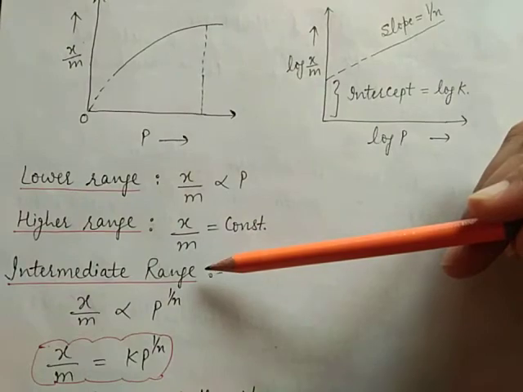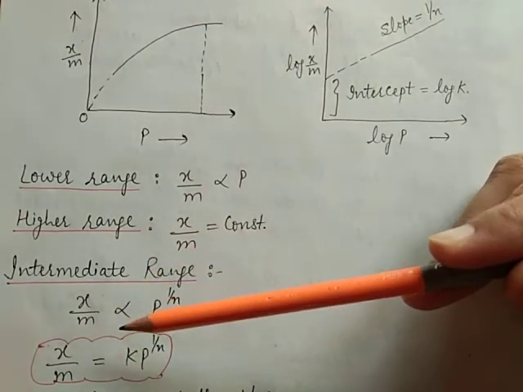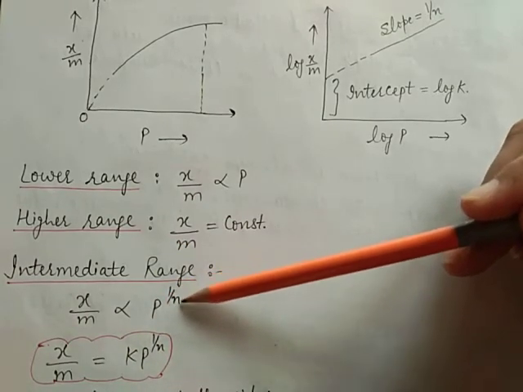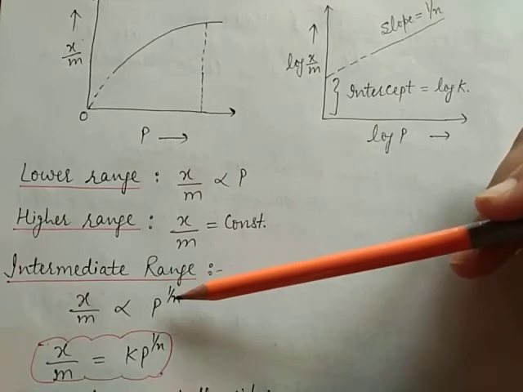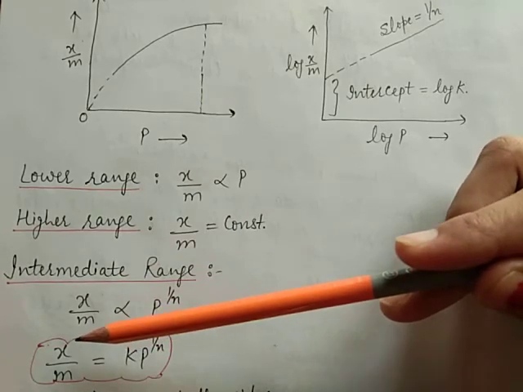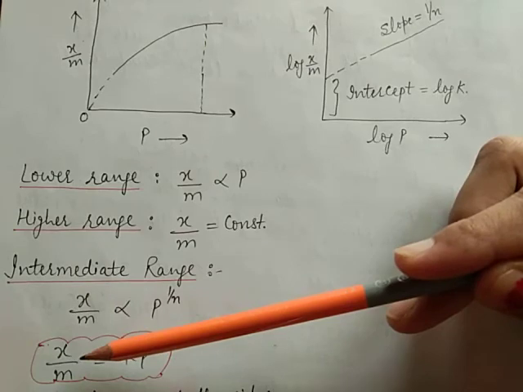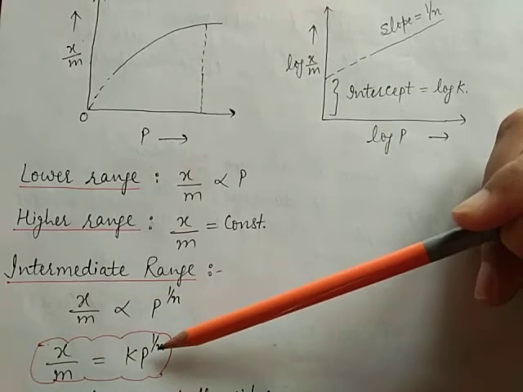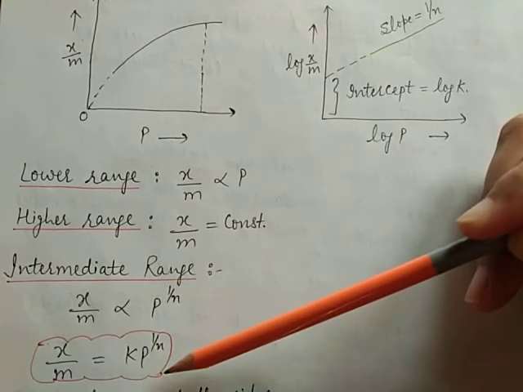At intermediate range, here x by m is proportional to P raised to the power 1 by n. Here x is the amount of gas adsorbed by the mass, in grams, of adsorbent at pressure P. K and n are constants.